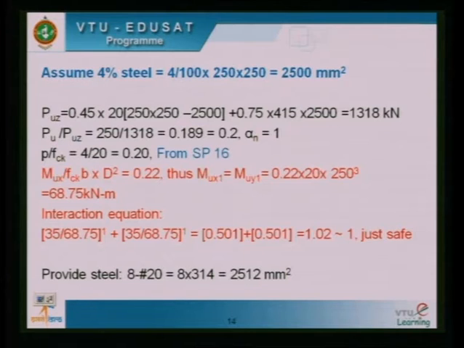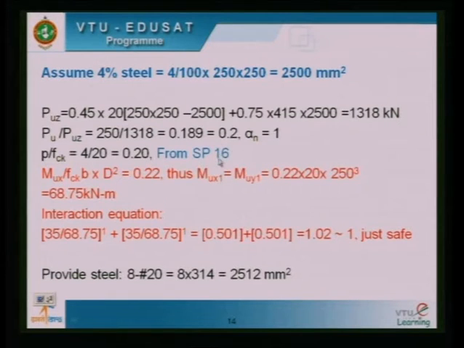With 4% steel, what happens? 4% steel means 2500 mm square. For that your Puz, you can see here it is 1318. It has increased further. Therefore the ratio of Pu by Puz, it increased further. Sorry, it has decreased further. It is 0.189. So this is definitely less than 0.2. If it is less than 0.2, your alpha n is 1. With alpha n equal to 1, your interaction curve, the envelope, is a straight line. So Pu by fck bd, now it will be 0.2.